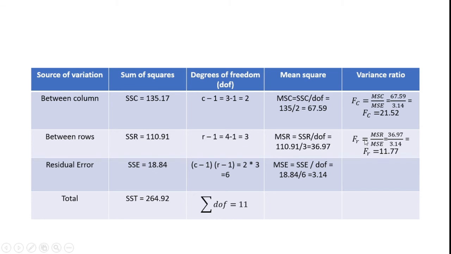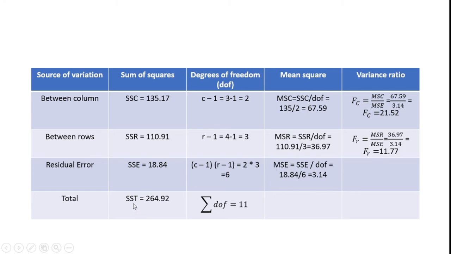Likewise, I identified row variation ratio equal to FR is equal to MSR divided by MSE. MSR I identified through mean square with the rows. Rows means detergent. So 36.97 divided by 3.14 is equal to FR is equal to 11.17. Okay. These are all the things we have to identify with the ANOVA table. Why do I identify FC and FR? Why not FE? For error, we won't identify the variation ratio. So we leave the row.